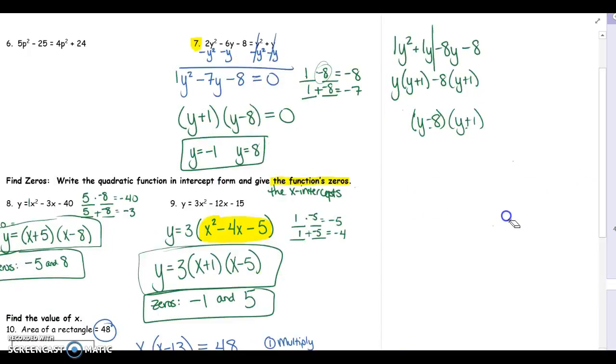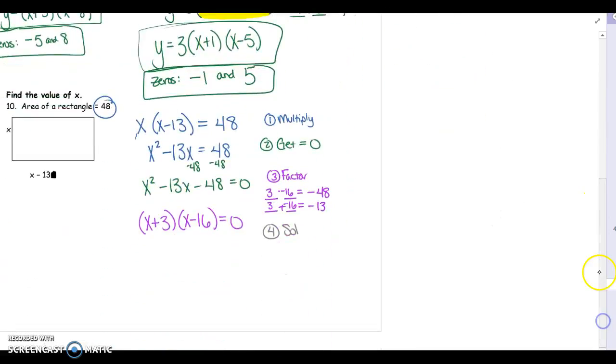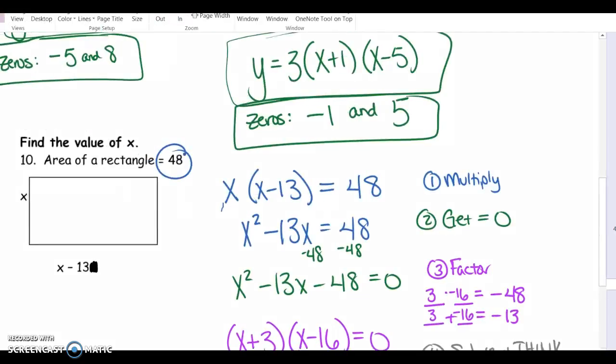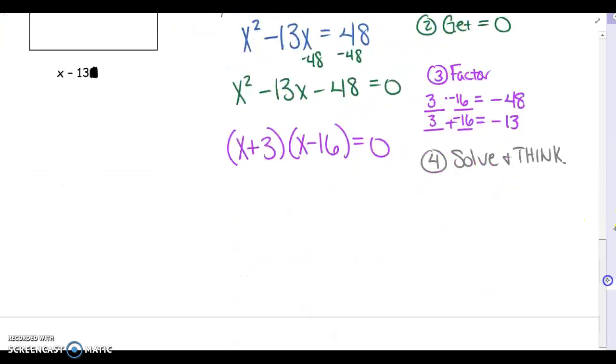And not only solve, I want you to solve and think. Yes, I'm going to ask you to think. Apparently, I'm a terrible person. What are the solutions for x plus 3 equals 0 and x minus 16 equals 0? x equals negative 3 and x equals positive 16.